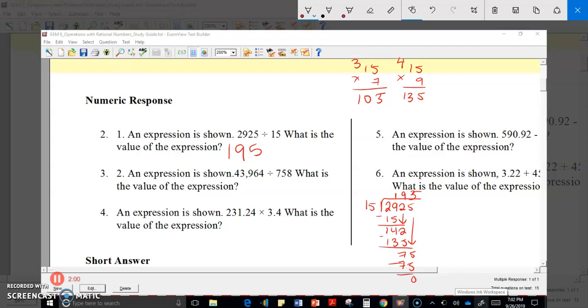Number 3. An expression is shown: 43,964 divided by 758. What is the value of that expression? So now I have a 3-digit divisor. Now how many times? 758 cannot go into 43 or 439, but it can go into 4,396. The question is how many times? Well, 10 is going to be too big because it's going to be 7,580. So let's try 9.